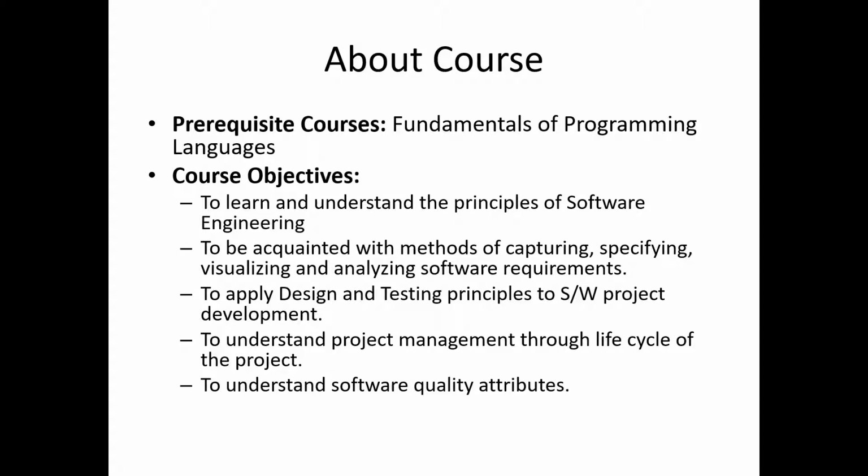Then we have some course objectives. They are the objectives which are set by the university. Subsequently, we'll see there may be some modifications or some changes in the objectives and outcomes. But let's see what we expect from the subject. To learn and understand the principles of software engineering, because we all are going to become software engineers. So in that case, we need to know what are the principles of software engineering.